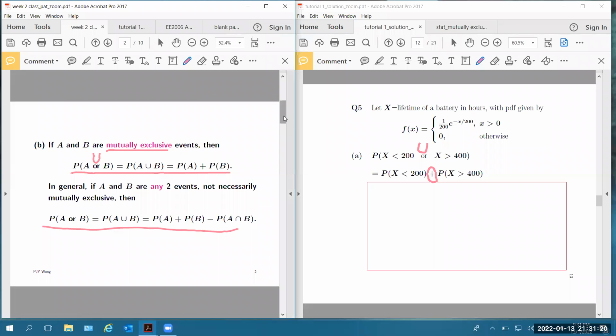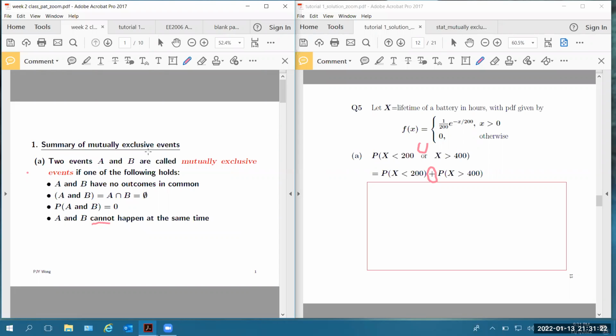Mutually exclusive. So we go and check. Mutually exclusive means what? A and B have no outcomes in common. So you ask yourself, this one x less than 200, this one x more than 400. Go through it slowly. Got anything in common or not? Nothing in common, right? One is less than 200, another is more than 400. So no outcomes in common. Confirmed, these two are mutually exclusive.